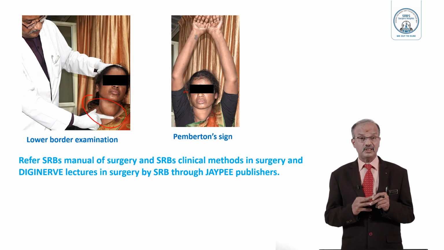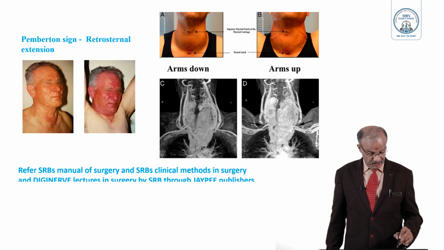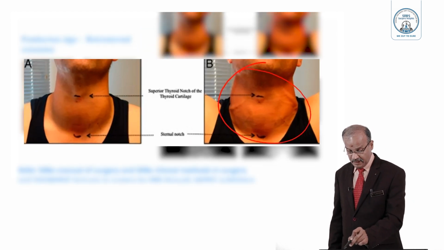So these two tests you should be very, very careful. Remember, Cocker's test and Pemberton sign. So this is the extension. See that once your neck, once the arm is extended like this, this is exactly what happens. Arms down, arms up, see the dilated veins.